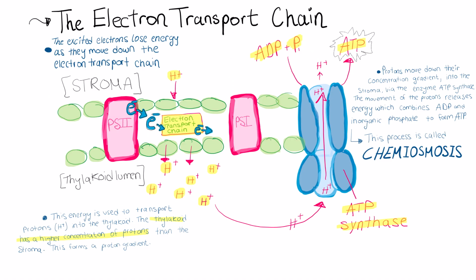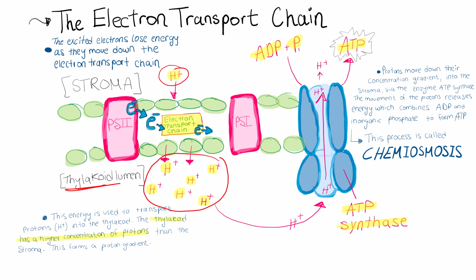Now let's talk about the electron transport chain. So the excited electrons lose energy as they move down the electron transport chain. This energy is used to transport protons into the thylakoid. The thylakoid now has a higher concentration of protons than the stroma. So over here, our protons are going to be moving into our thylakoid lumen. So protons are going to move from the stroma and through the thylakoid lumen. This is going to create a high concentration gradient of protons.